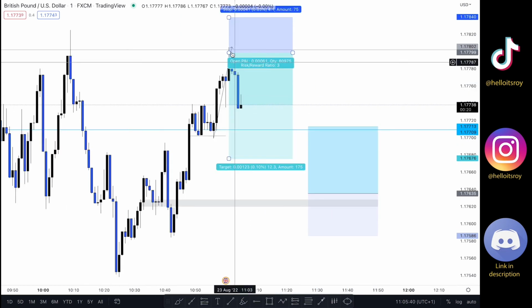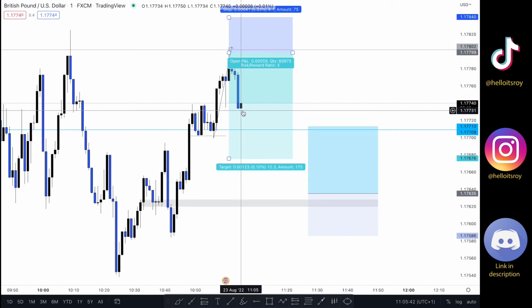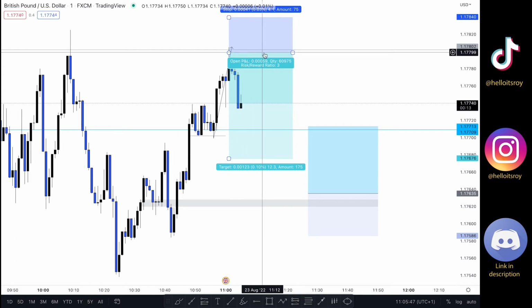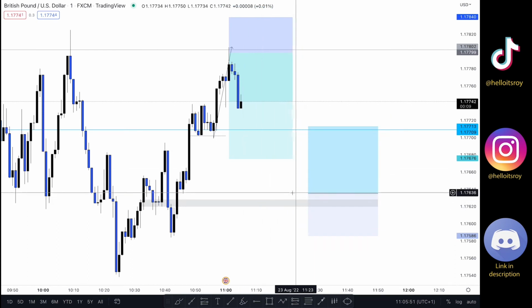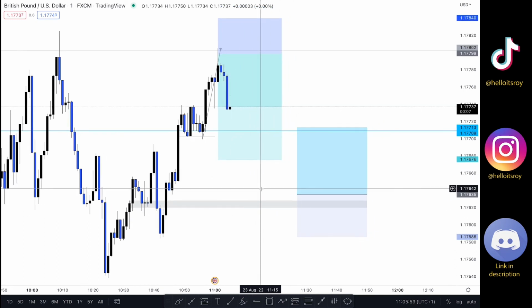I just took partial profits of this position right here through to the downside, and now I'm going to see if the market will go through to the upside and trigger me at break-even point, or simply continue through to the downside into this area right here where I will be buying, as I said before. Let's see how this goes.